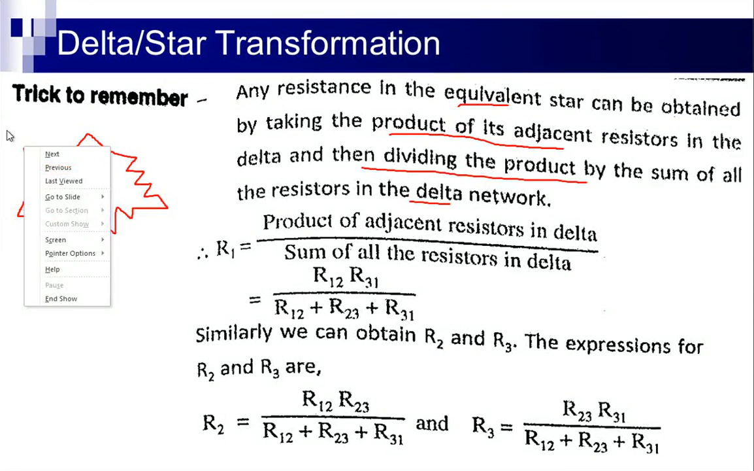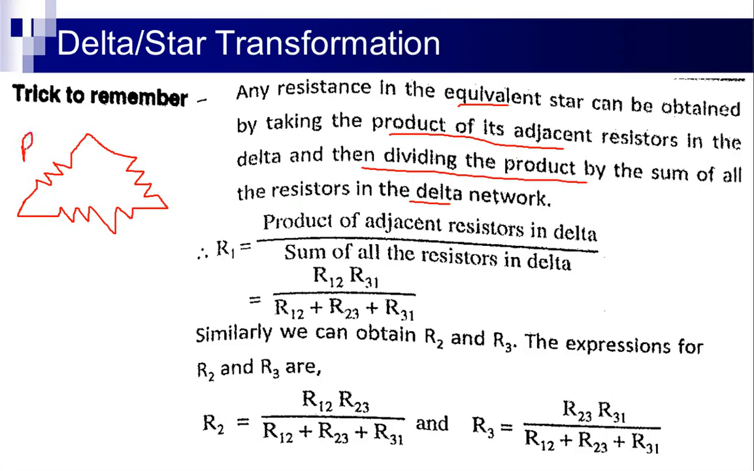For example, let us take a simple step. We'll continue with the same diagram: R12, R23 and R31. This is terminal number 1, terminal number 2 and terminal number 3. Now we have to convert this given delta circuit into an equivalent star. It's very easy.